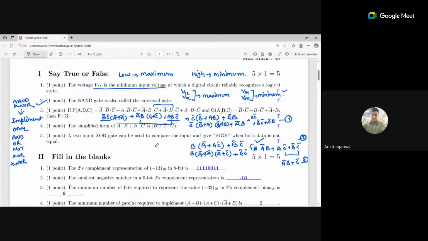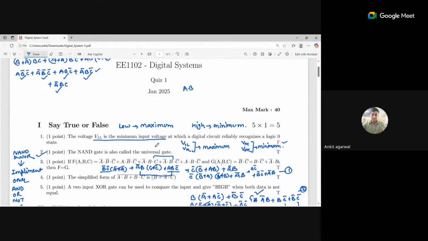Now the fourth question is (a dot b plus b dot c) whole bar. Okay, so we have to apply the De Morgan theorem. So it is (a b) whole bar dot (b c) whole bar. Now again apply the De Morgan theorem. So it is a bar plus b bar and b bar plus c bar.